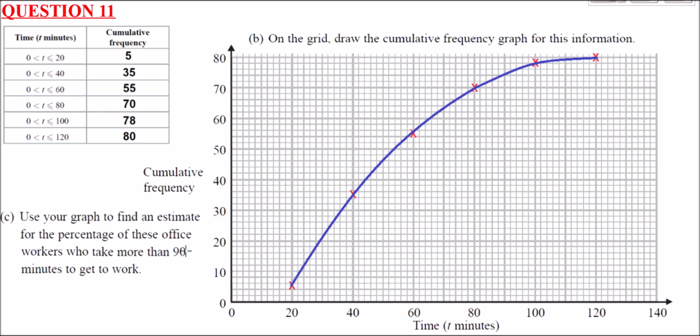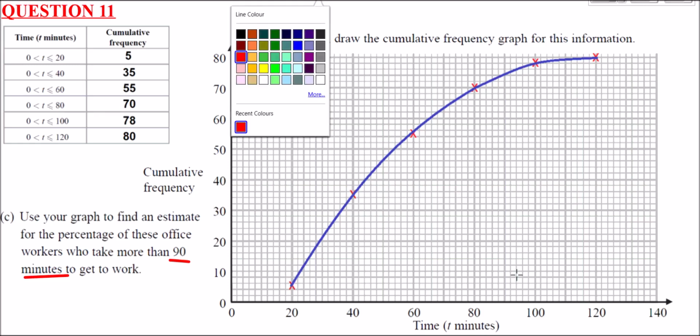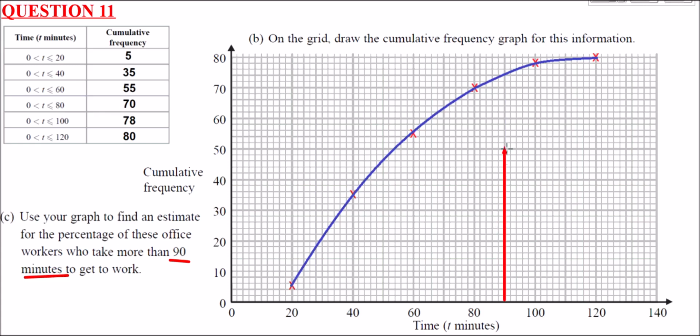So the key figure here is 90 minutes. So what we're going to do is we're going to go to 90 and read up. So when we get to the curve, we then go along and read off at that value. So going up and along, I make that to be 74. 74 people took 90 minutes or less, is what that means.